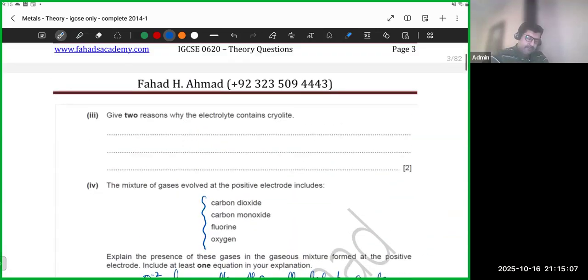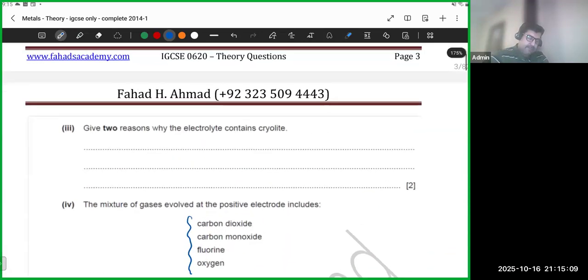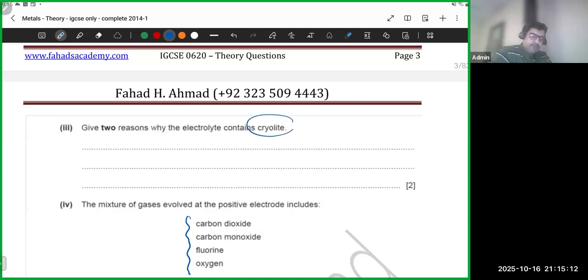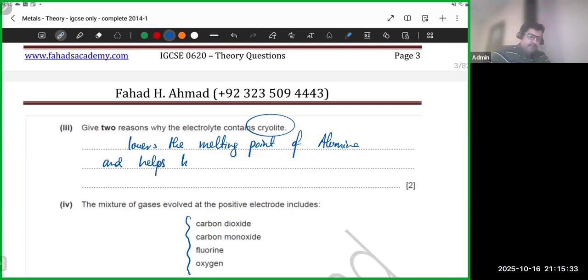अच्छा, but the previous part, yeah, this one. I told you it's always going to be asked, why is cryolite added, right? So you're going to add cryolite, why? Because it lowers the melting point of alumina and helps to dissolve it. Because remember, for electrolysis, the ions should be free moving, and they can only be free moving if they are in molten state.